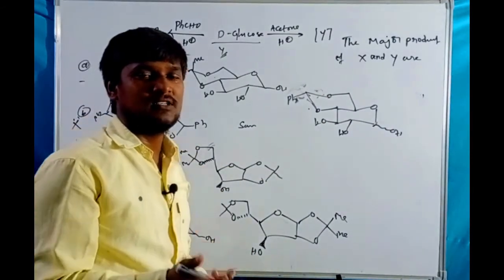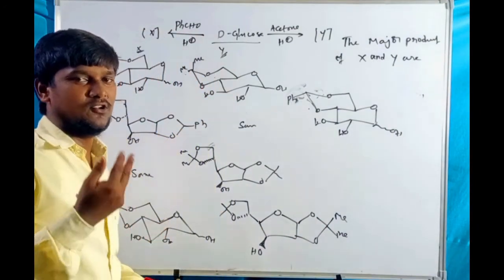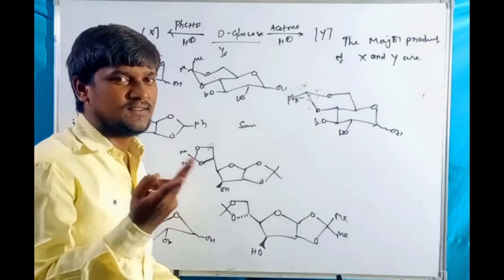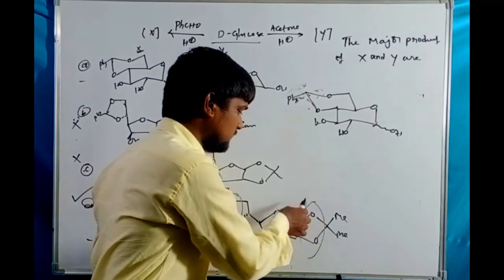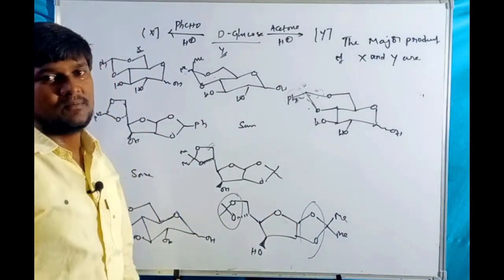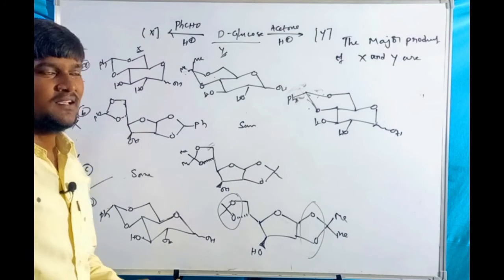It requires 2 moles of acetone. That indicates that those 2 moles of acetone are utilized by the two cis vicinal diols. So those two are the cis vicinal diols. Here it forms the two acetals, a diacetal derivative functionality. Okay, that's all for this video.